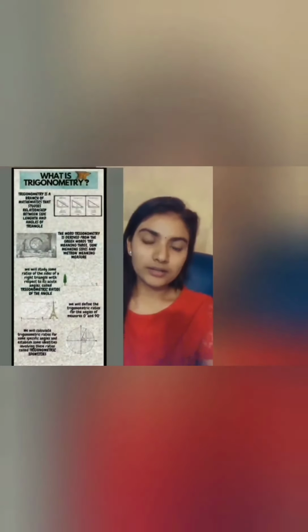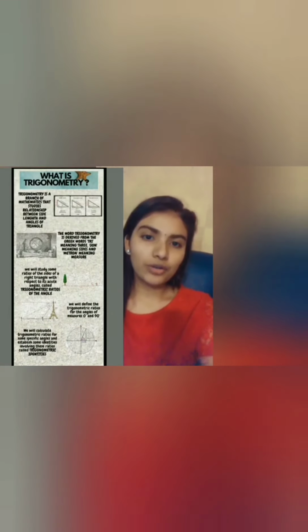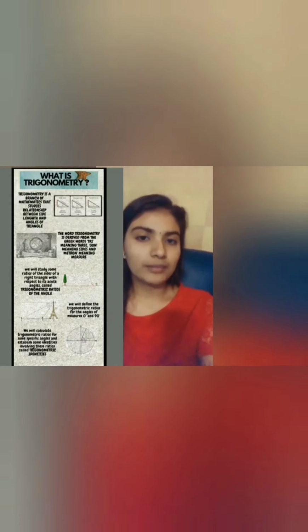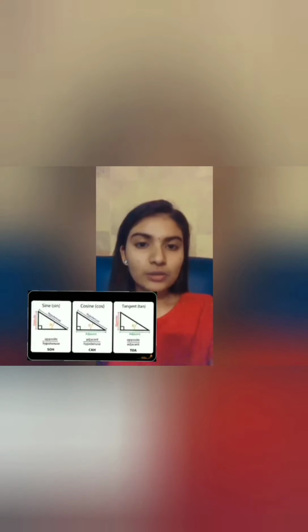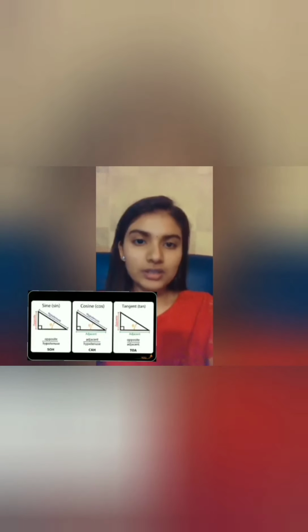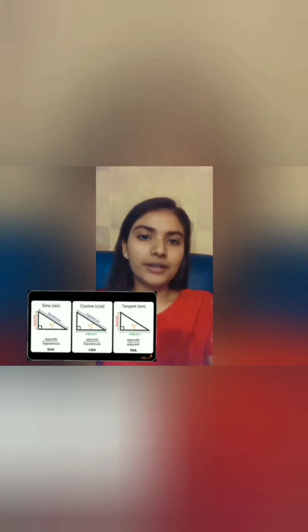What is trigonometry? Trigonometry is a branch of mathematics that studies the relationship between sides and angles of a triangle. The word trigonometry is derived from Greek words, which is tri meaning three, gon meaning sides, and metron meaning measure.